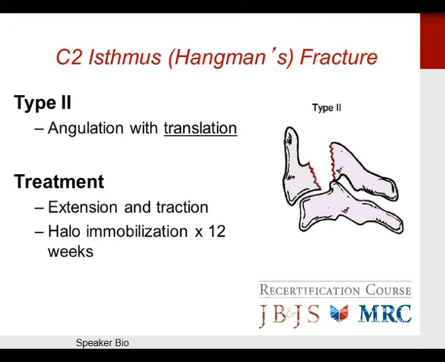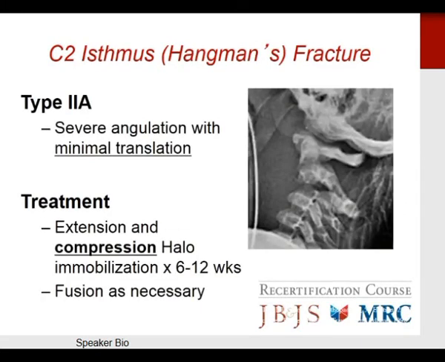This should be distinguished from type 2As, in which translation is minimal, but there's quite a bit of angulation. In these cases, the addition of traction can result in more angulation and catastrophic neurologic injury. So the importance here is the compression halo and compression devices to help reduce the fracture and fuse as necessary.